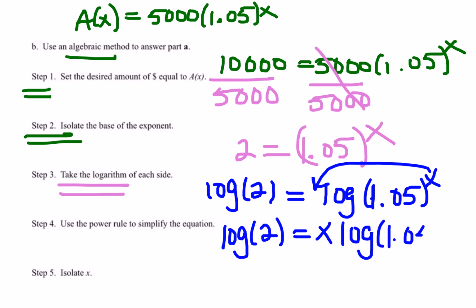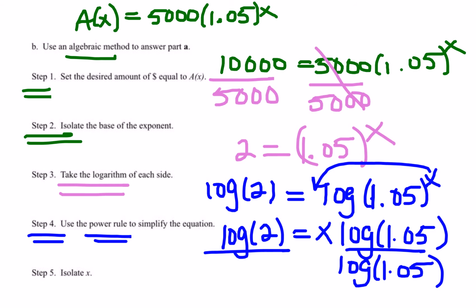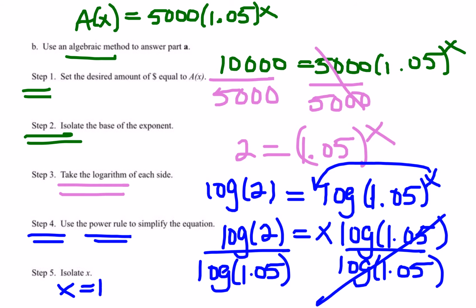And that is actually step 4. Use the power rule to simplify the equation. That's bringing the cowboy off the horse. Now in order to solve for x, I'm going to divide by log of 1.05 to get x alone. And again, please, when you type this into your calculator, make sure you put these things in parentheses. And you're going to obtain an x value of 14.2 years. So there you have it. You can do this both graphically and algebraically now.